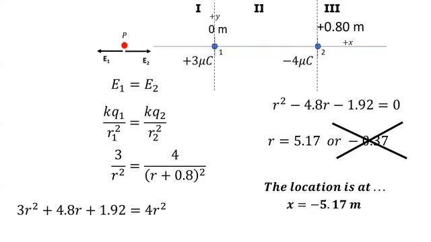Given that charge 1 is at the origin, I have to remember that to the right would be positive and to the left is negative. So if I want to know the location, it's at negative 5.17 meters. Okay, so you should be able to do the SWIC now, no problem.